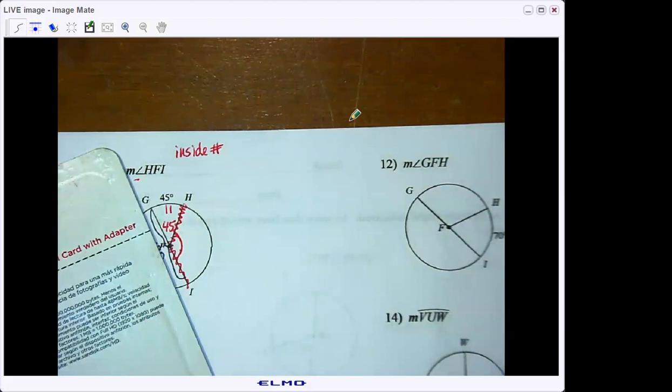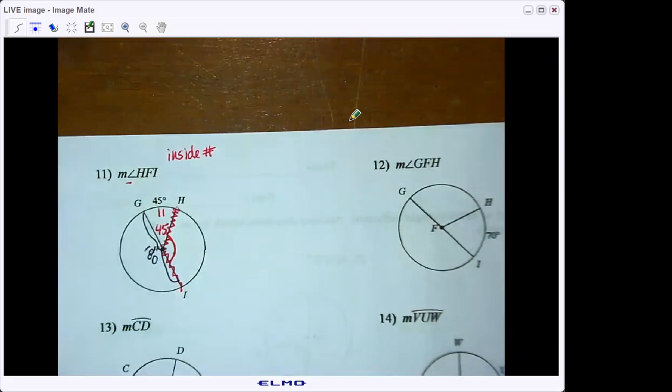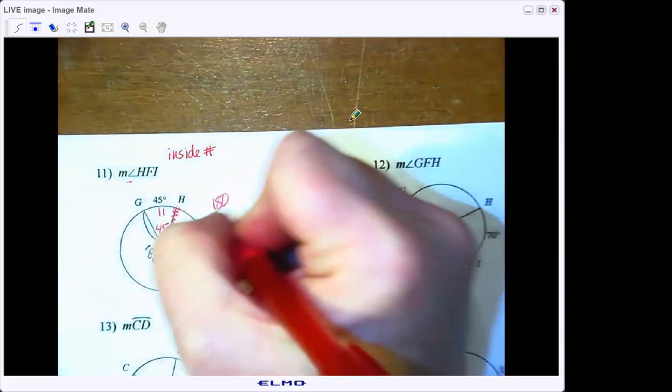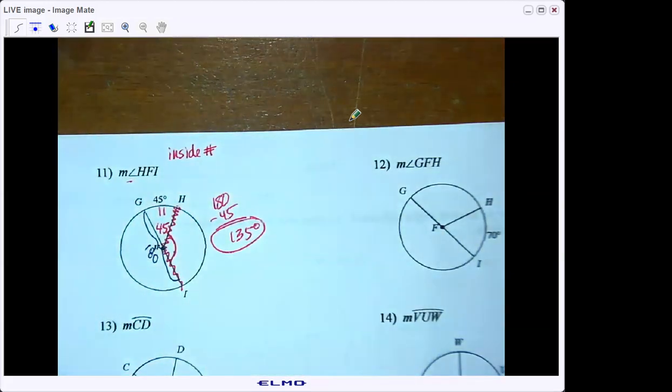We're only looking at that half of the circle. So half of the circle is 180. Don't worry about the other half. We know it's half the circle because it's a diameter. It goes through the center. So yes, we're going to take 180 minus the 45. We get 135 as our answer. 135 degrees, and you're done.